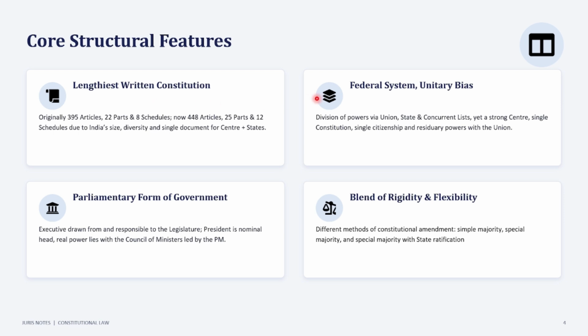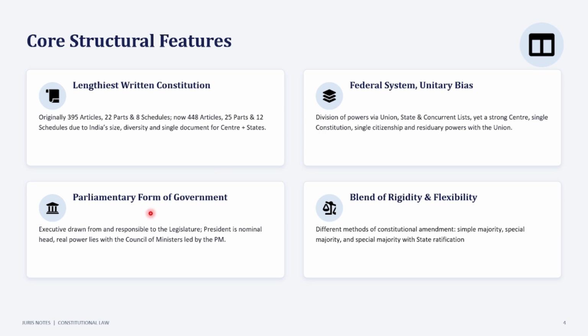The next feature is the federal system with strong unitary features. India has a division of powers between the union and states. We have the union list, state list, and concurrent list. But at the same time, the constitution gives considerable strength to the union. For example, we have a single constitution and single citizenship, and residuary powers are vested in the union. So, India is federal, but it is not a classic federation where the states are completely autonomous from the center.